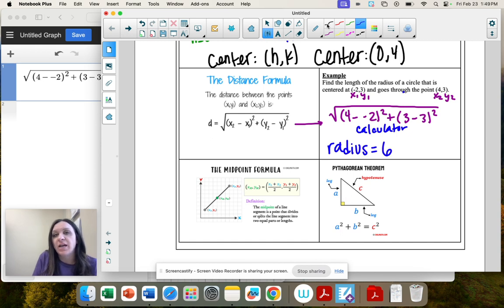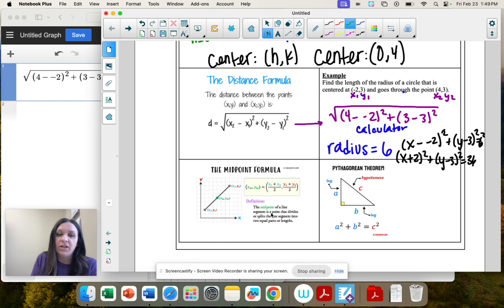And if we were to type this in as an equation of a circle, we would use (h, k), our center, right there. So this would be (x minus negative 2) squared, (y minus 3) squared, and then r squared, which is 6 squared. So our circle equation would be (x plus 2) squared plus (y minus 3) squared equals 36.